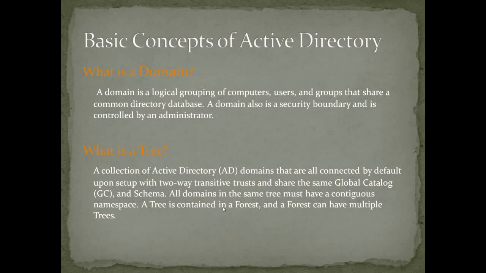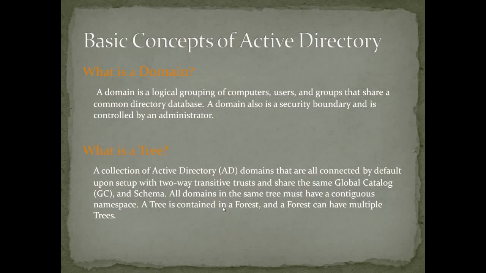And all domains in the same tree must have a contiguous namespace. So what that is, they all must have the same name. They all must share a common name. So for instance, in my videos, techknowledge.com is going to be our forest root domain. So you can have a tree within there called, let's say, techknowledge.com, and you can have other domains in that tree called sales.techknowledge.com, and then have another grandchild domain called ontario.sales.techknowledge.com. See how they all end with techknowledge.com? That's what a tree consists of.